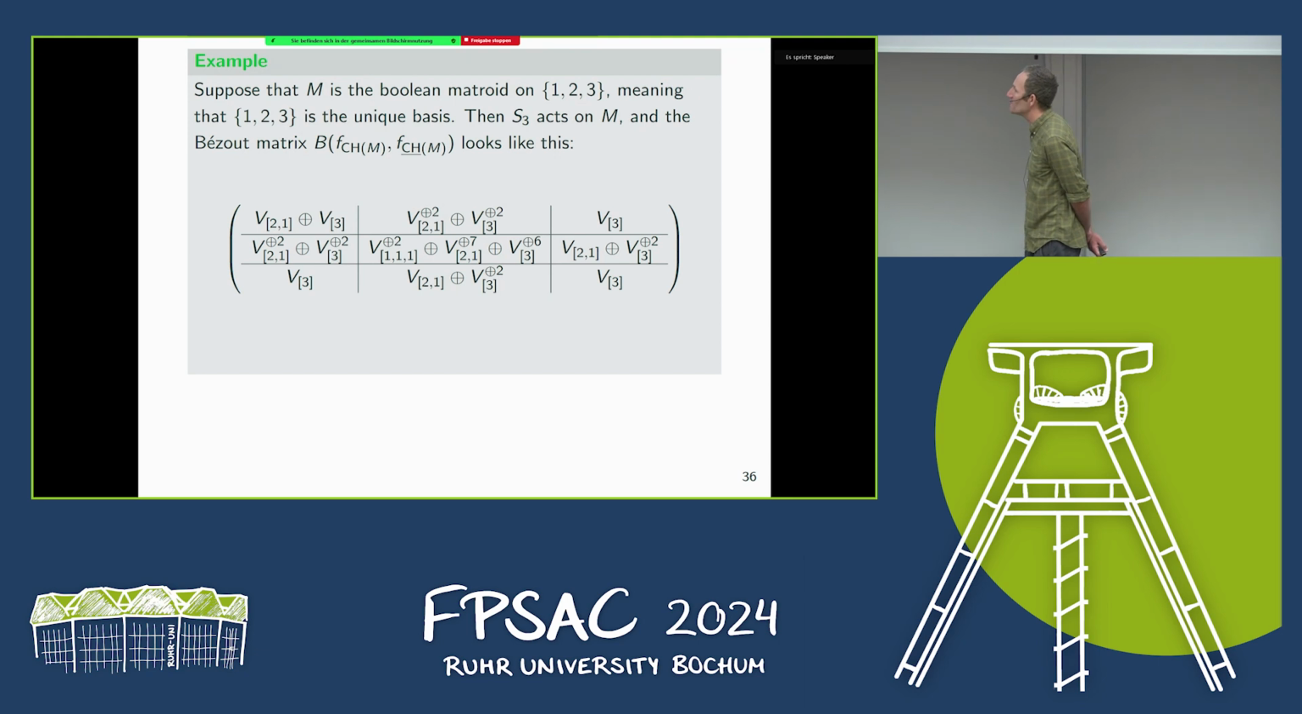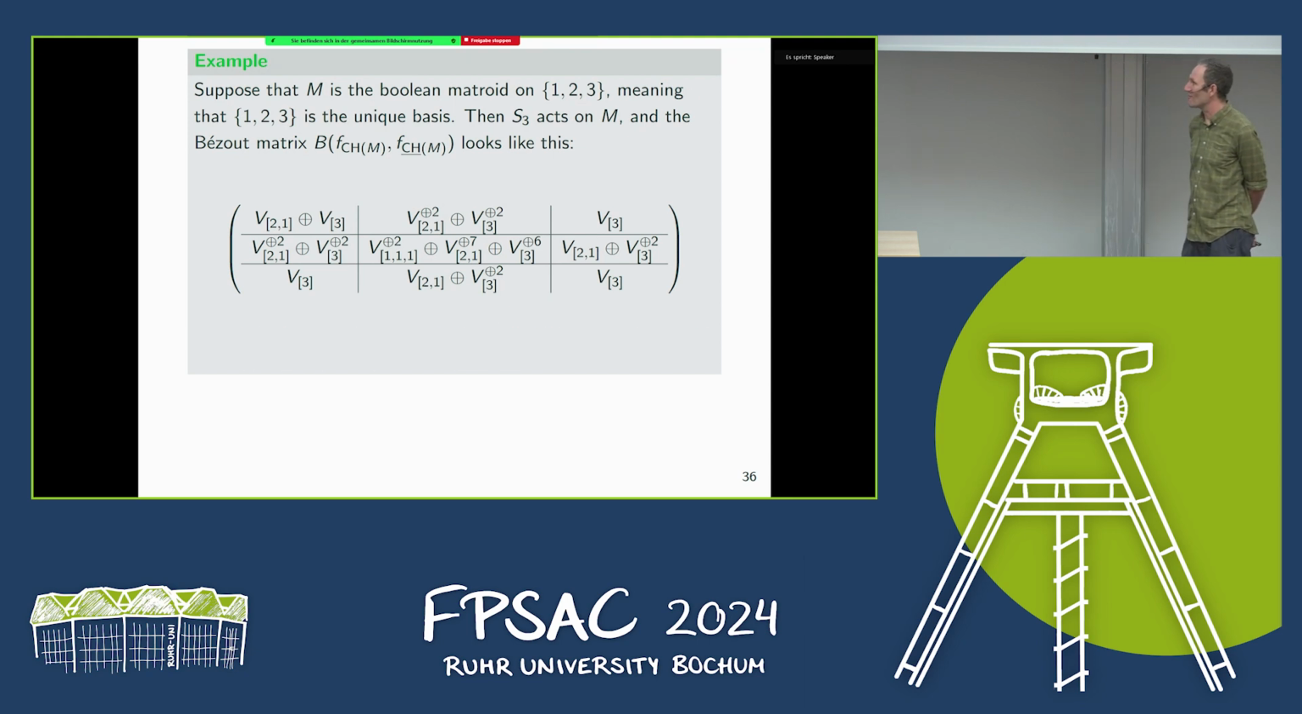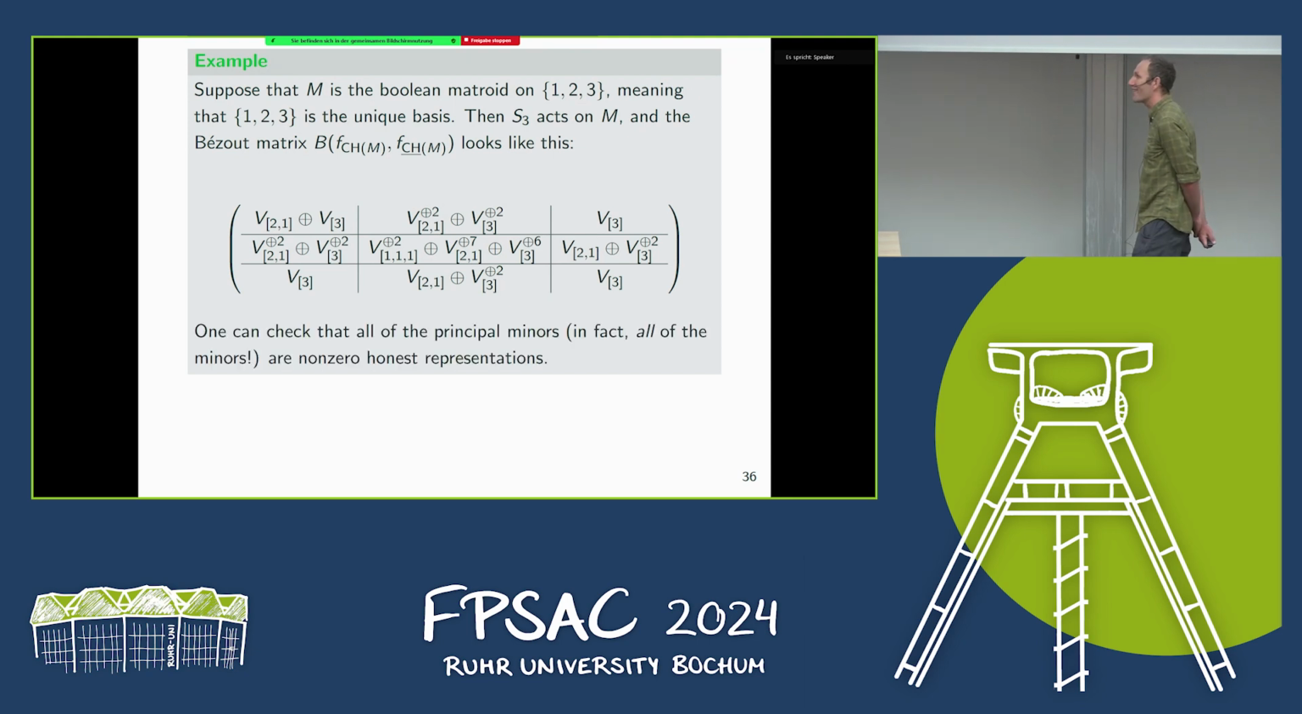If I take the Bézout matrix of the Chow ring and the augmented Chow ring, I get a bunch of virtual representations of S3. It turns out that the entries end up being honest representations, not virtual representations. That wasn't obvious from what I told you. And you can look at the principal minors of this matrix, and they're all non-zero honest representations. In fact, something really weird happens. Not just the principal minors, but all minors of this matrix are non-zero honest representations.